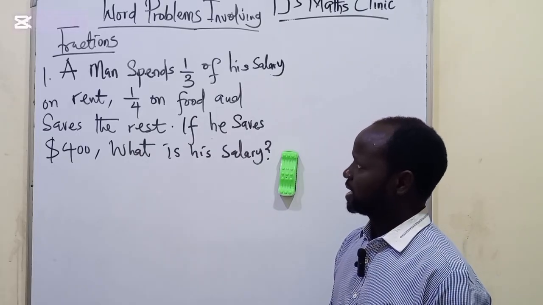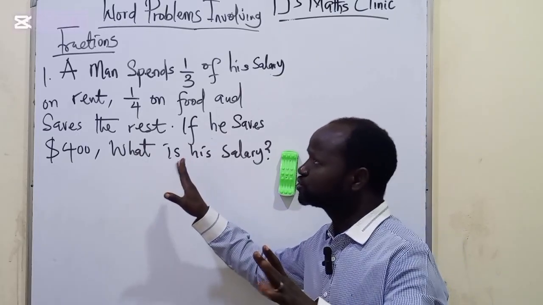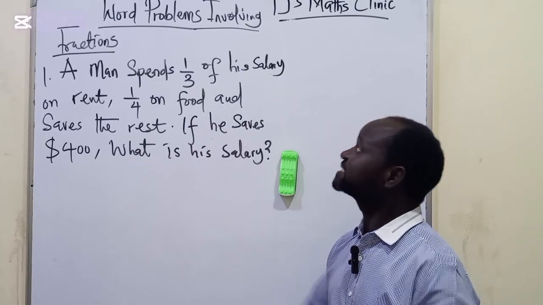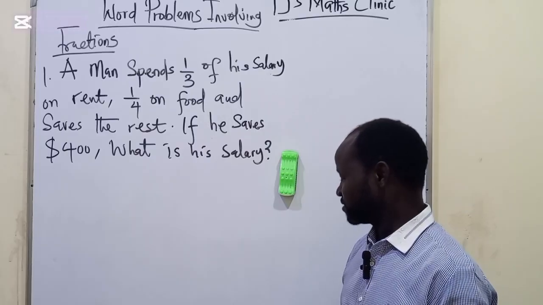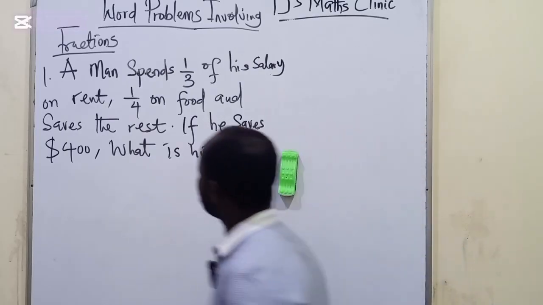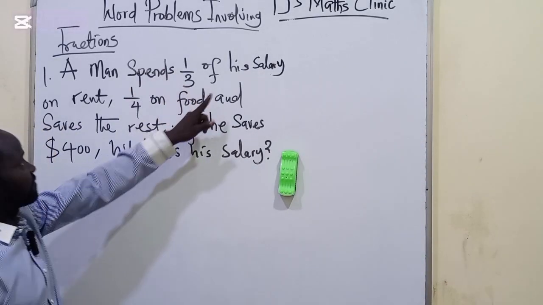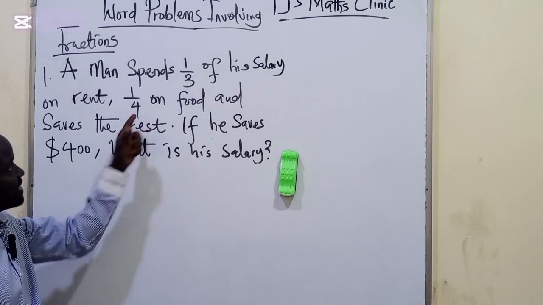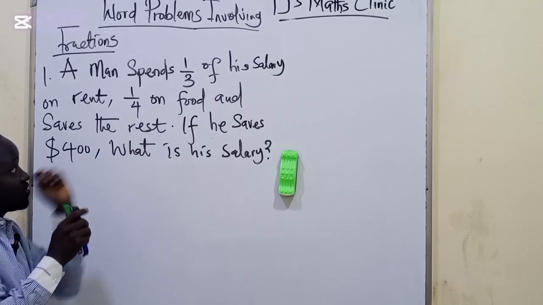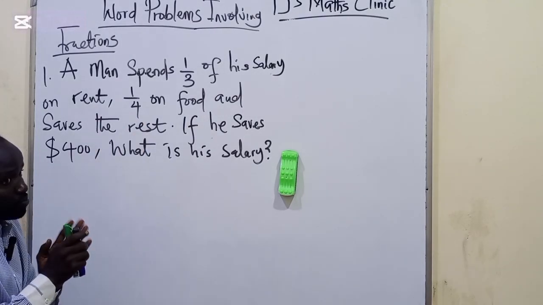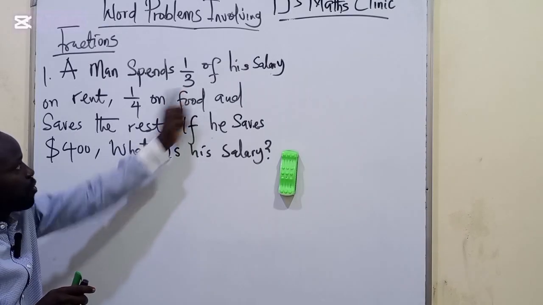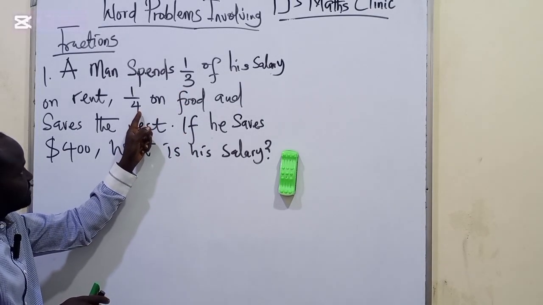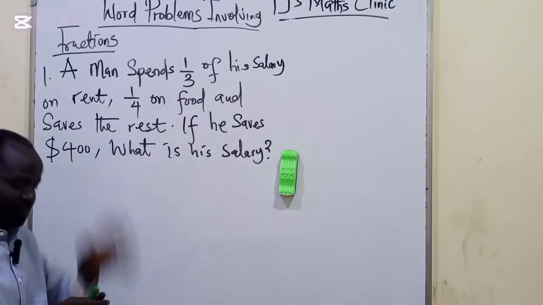Very important. Basically, we can use two methods to solve this problem. I will be using part method of fraction to handle this question. Observe that 1 over 3 of his salary on rent, then 1 over 4 on food. The question did not say the remainder on food. So if the question did not say the remainder on food, the approach would be we have to find the common denominator. In other words, we have to find the LCM of 4 and 3. That's the first thing to do.